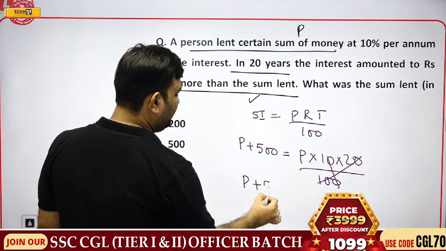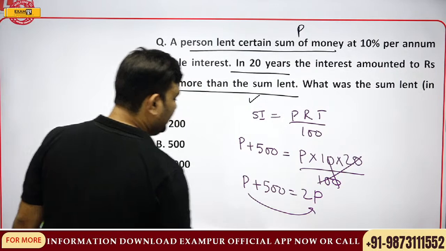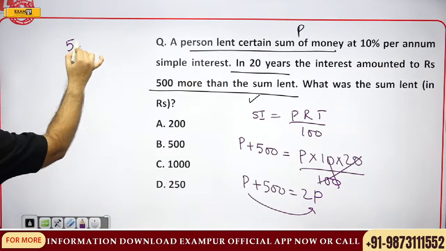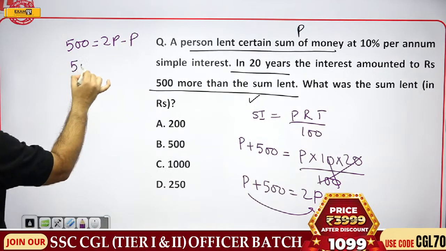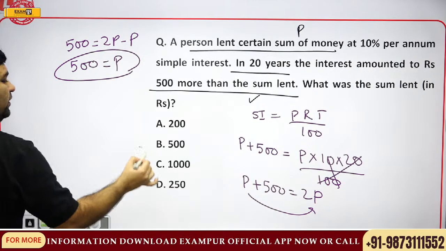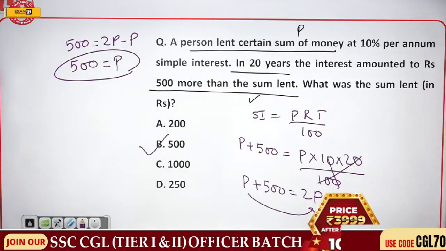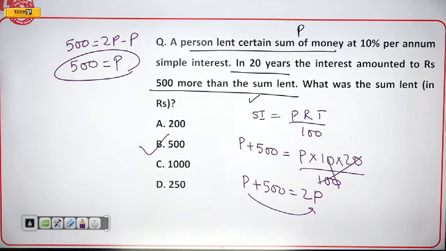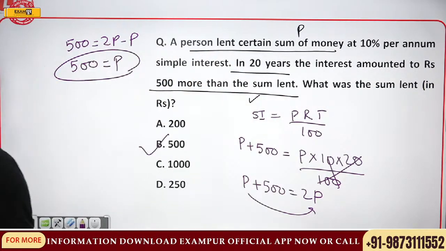So P plus 500 is equal to 2P. Take it to that side. So 500 is equal to 2P minus P. And I think this is cool. It's not long. What do you say? It's cool or not? It's cool.